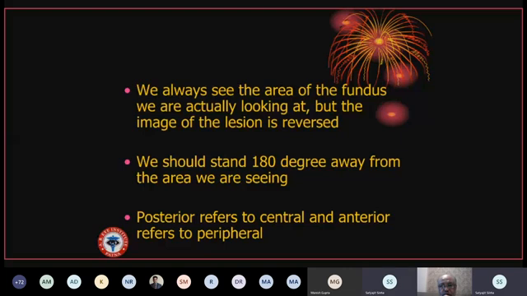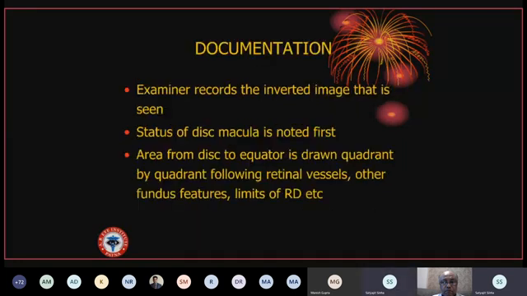But what you have to do is, whichever quadrant you are seeing and focusing on, you have to be standing diametrically opposite that quadrant. So if you are examining the 6 o'clock inferior periphery of the left eye, you have to be standing at the head of the patient at the 12 o'clock position, diametrically opposite. This is what you have to remember. But the lesion is actually in the same quadrant as where you are looking. So this is what I have already told: we should be standing 180 degrees away from the area we are seeing. Posterior refers to the central and anterior refers to the peripheral. Is this point very clear? The examiner records the inverted image that is seen.